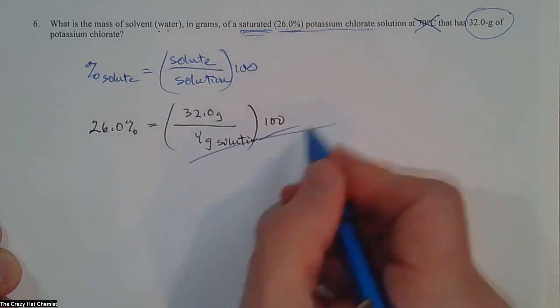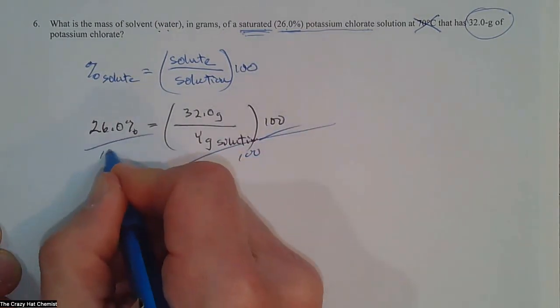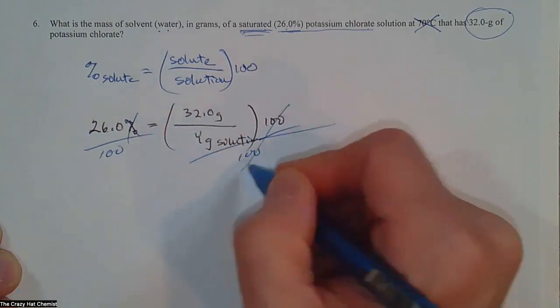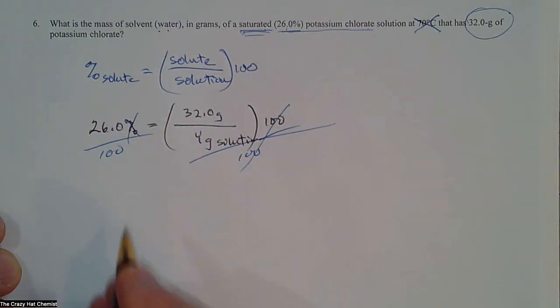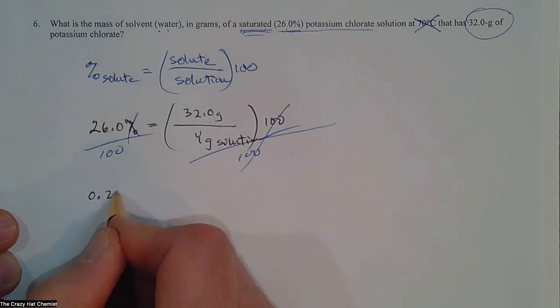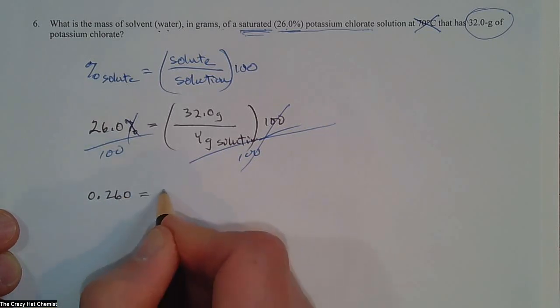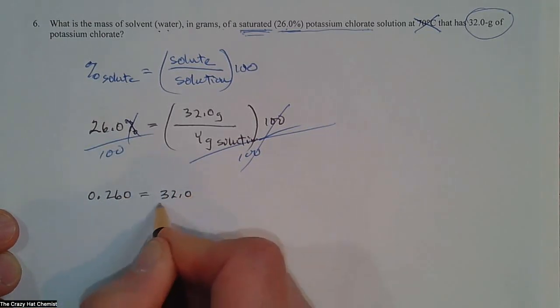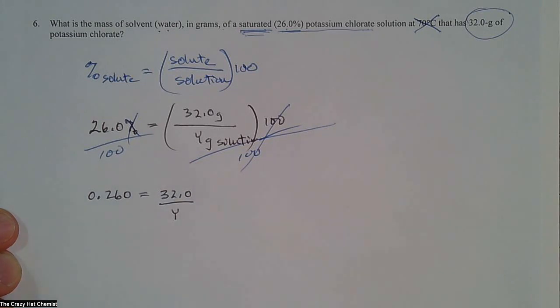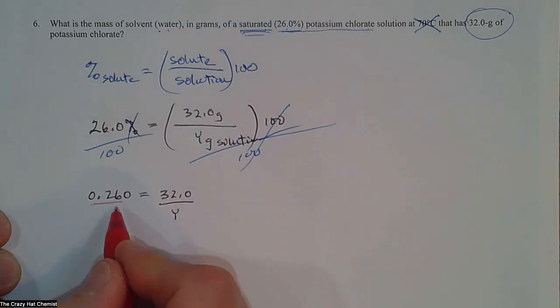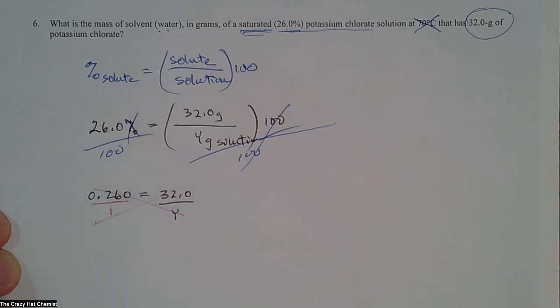both sides by 100, and we're going to get rid of our percentage there, and these 100s right here. And then I have 0.260 is equal to 32.0 divided by y. And the denominator of any number is 1, so I'm going to cross multiply right here. So I'm going to have 0.260y is equal to 32.0.